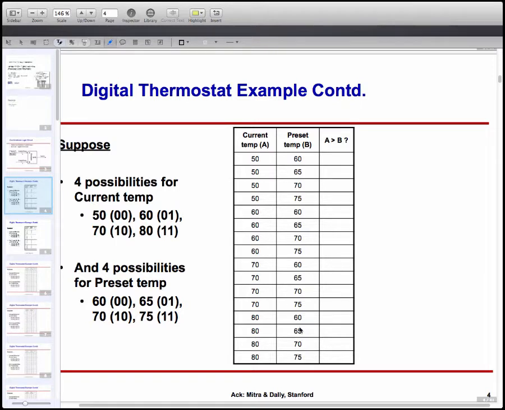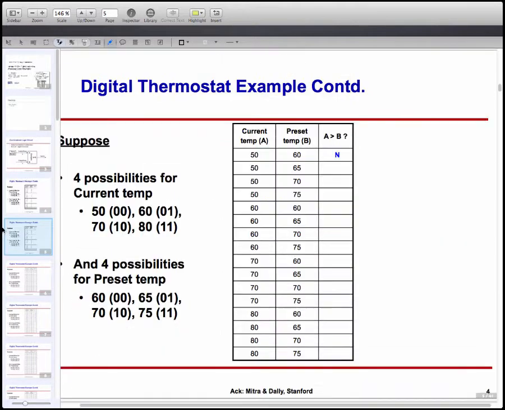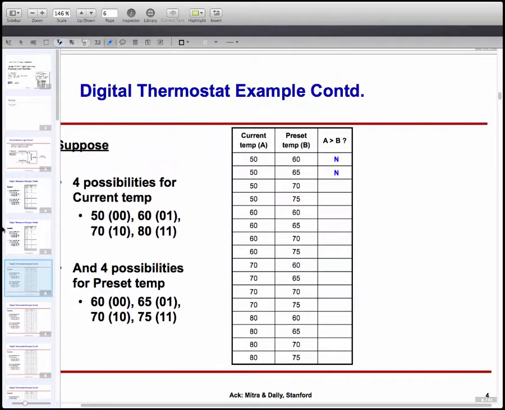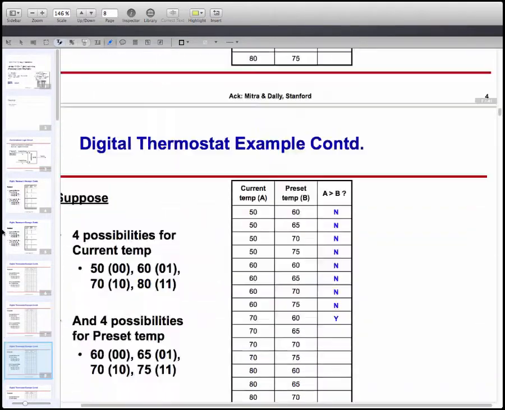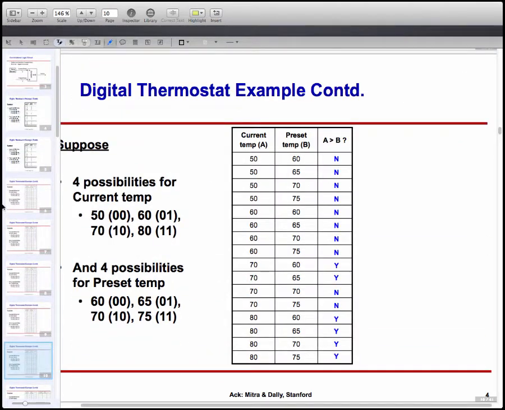So I have 16 possible combinations that may exist, and for each one of them, I can see whether A is greater than B or not, and so whether the fan should be on. That is easy to do. First one, A is less than B, so output is no, no, and so on and so forth. What you can see is that wherever I have a Y, that's where we want the fan to be on. Wherever I have an N, the current temperature is lower than the preset, and I don't want the fan to be on. Now this is the logic of my problem.